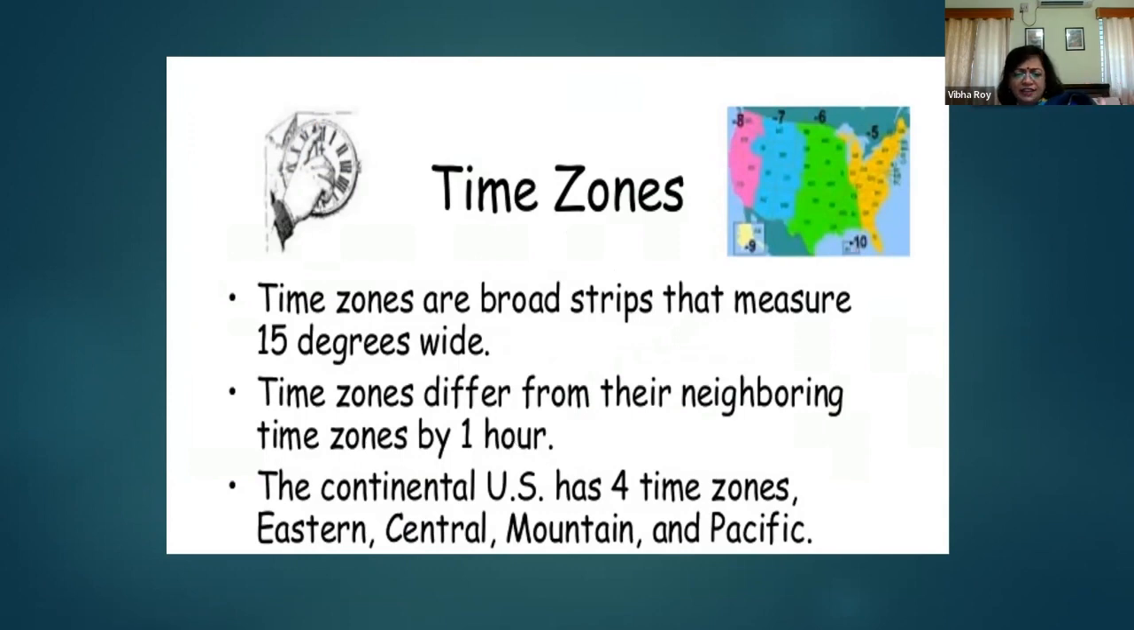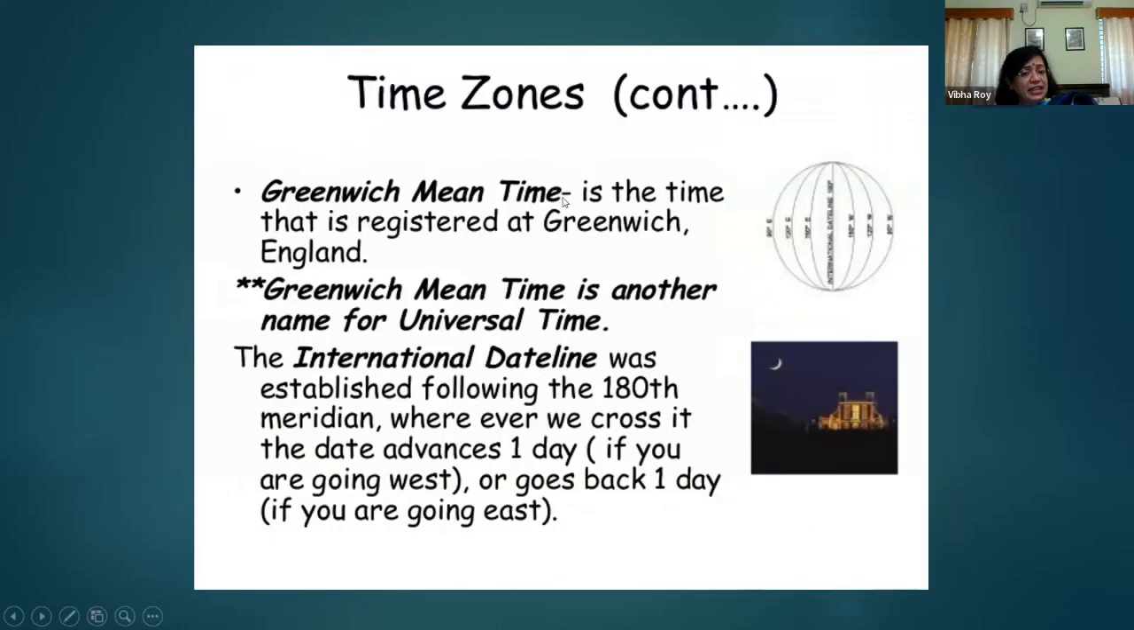In the US, if you see, it is such a big continent, it has 4 time zones: Eastern, Central, Mountain, and Pacific, because it's a very big continent, right? So they have to have that. Greenwich Mean Time is the time that is registered at Greenwich in England. So Greenwich Mean Time is also given for calculation of time, and this is another name for universal time.